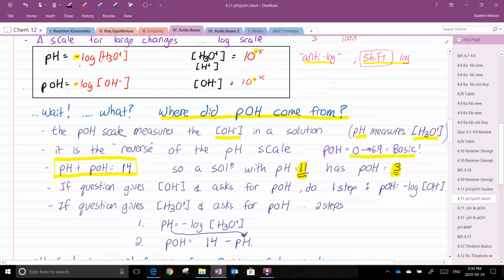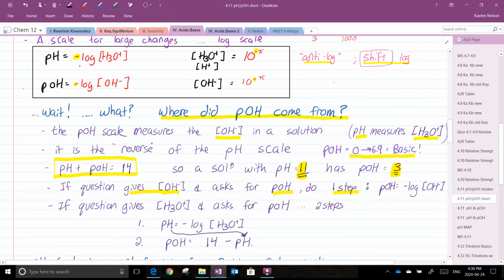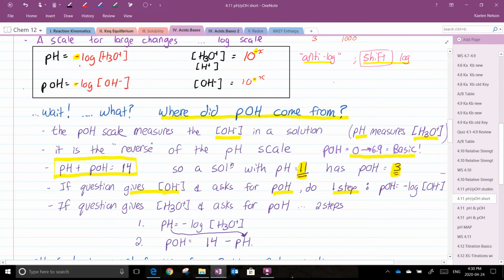A good rule of thumb is if the question gives you OH and asks for pOH, you have one step. So you can just do simply pOH equals negative log OH minus.